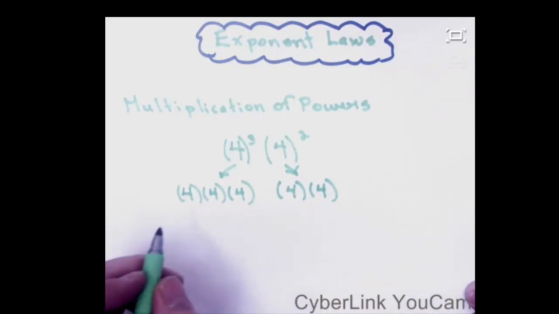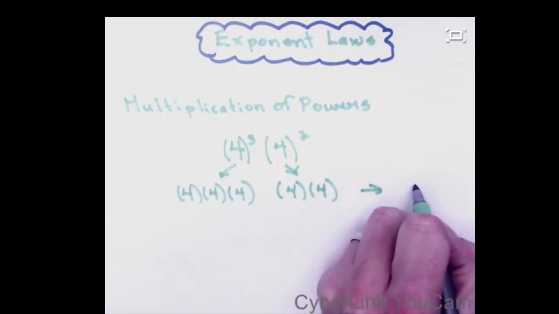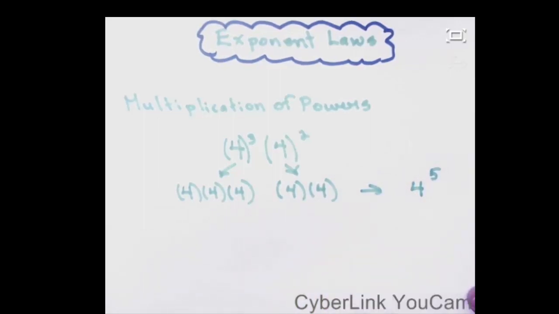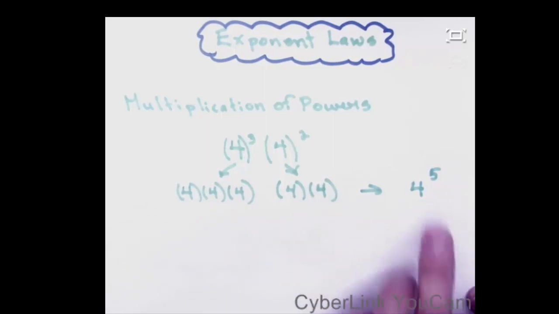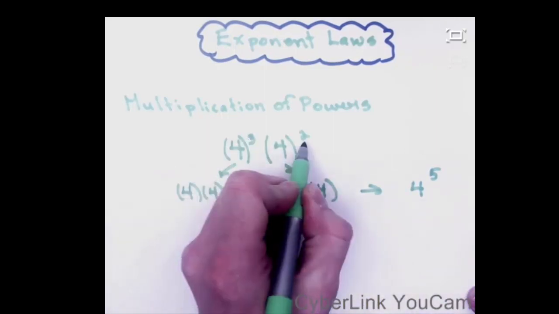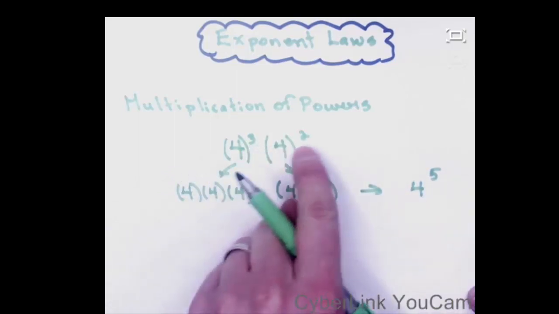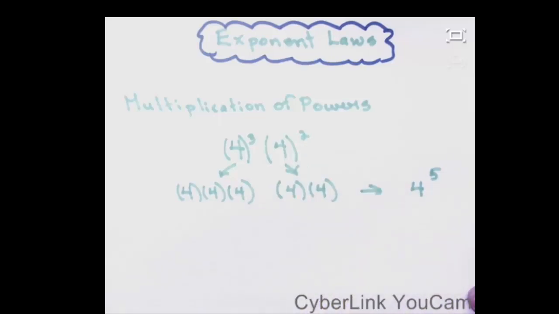Okay, and we know how to write that. That's really 4 to the exponent 5. Well, if you look at this, what's interesting is all of this is 4 to the exponent 5, and it works out that 3 plus 2 is 5. So you can actually add up the 3 and the 2 and generate the overall exponent, in this case, which is 5.